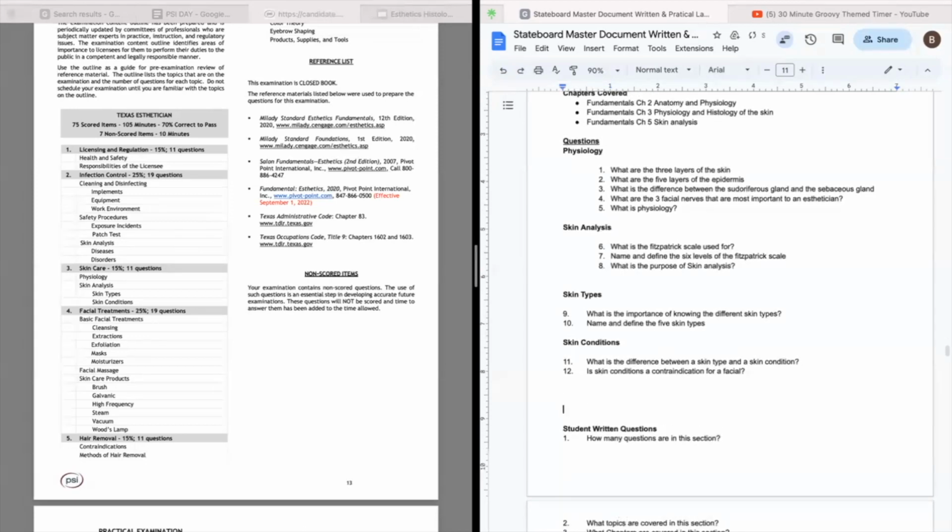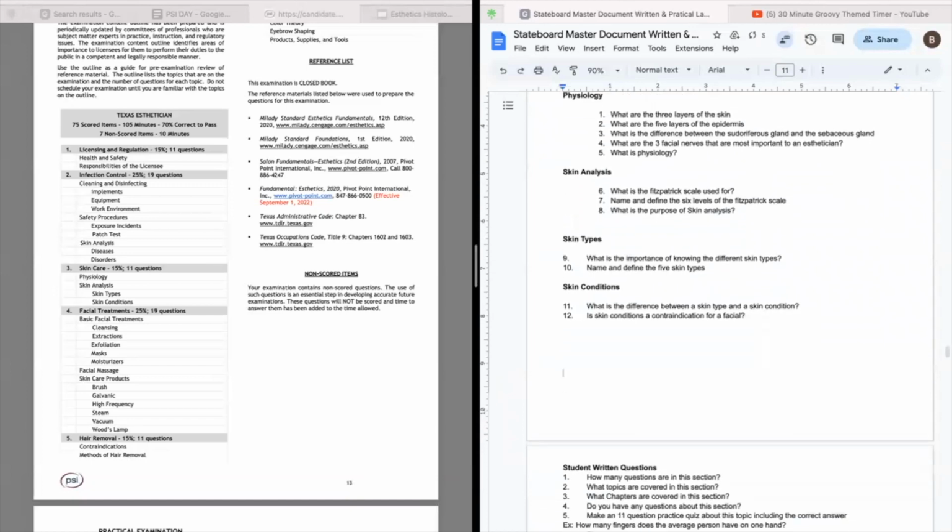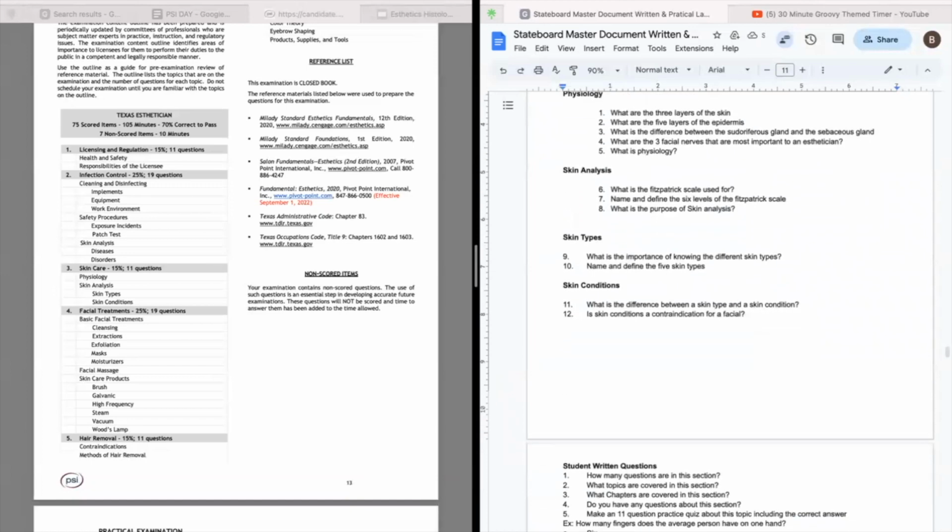So how many questions are coming from this section? We know that it's 11. So it's right up there with licensing and regulation and hair removal. So skincare, hair removal, and then licensing and regulation as far as order of importance.